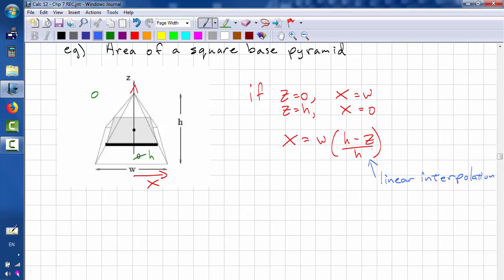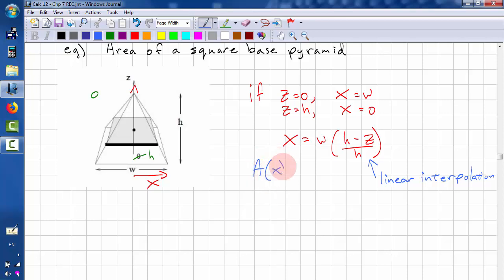So let's test this. We plug in 0 for z. So we get h over h, that's 1, and 1 times w is w. So we get this result. Let's plug in h. h minus h is 0, times w is 0. And we get this value. So our linear interpolation function is correct.